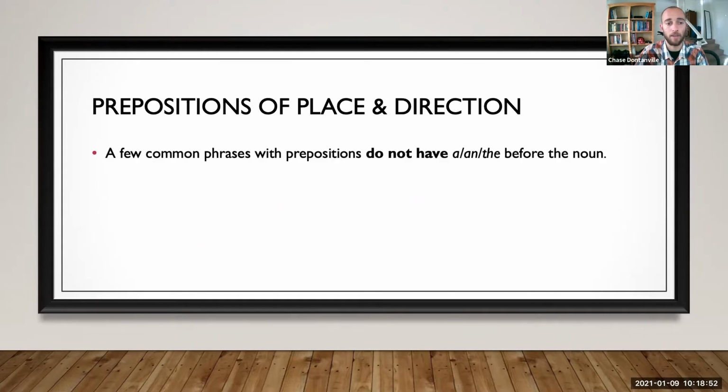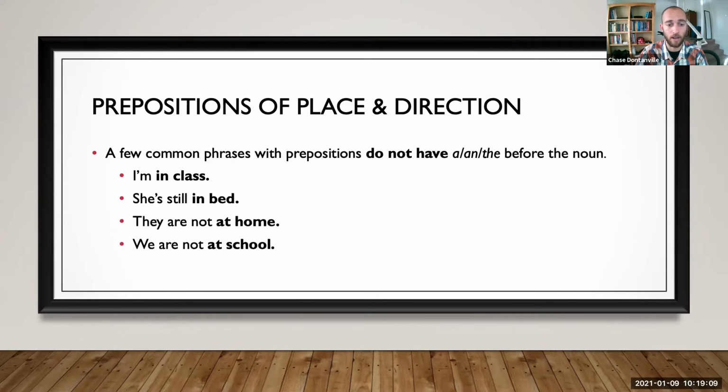Here are a few common phrases. So a few common phrases with prepositions do not have a, an, or the before the noun. Okay, so remember these. In class, so I'm in class. She's still in bed. They are not at home. We are not at school. He is at work. So with class, bed, home, school, work, we don't use the or a. It's always in class, in bed, at home, at work, at school.